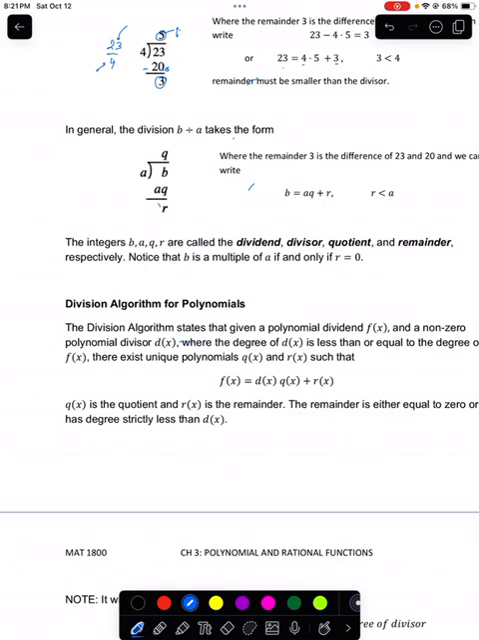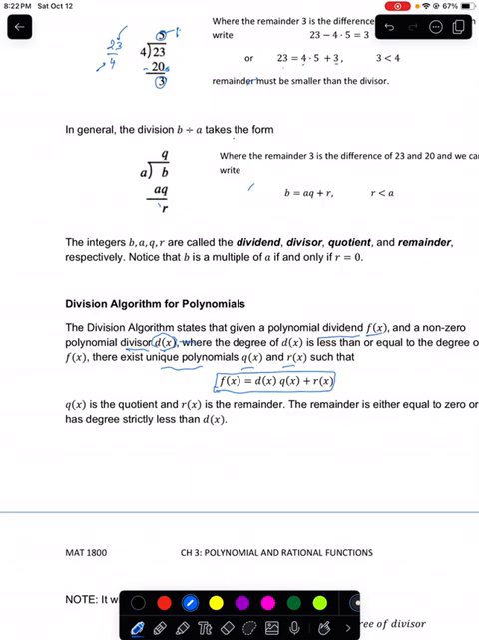So we say that given a polynomial called the dividend, and the name of the polynomial is f of x, and a non-zero polynomial divisor d of x, so the polynomial with which we are dividing, where the degree of d of x is less than or equal to the degree of f of x. So we can do the division if the degree of the divisor is less than or at maximum equal to the degree of the numerator or the dividend. Then there will exist unique polynomials q of x and r of x such that we can write them like this. This is basically called the division algorithm, or the rule that governs the division.